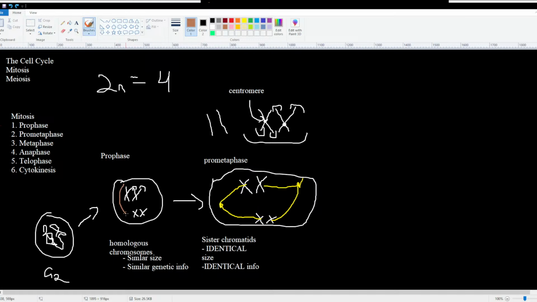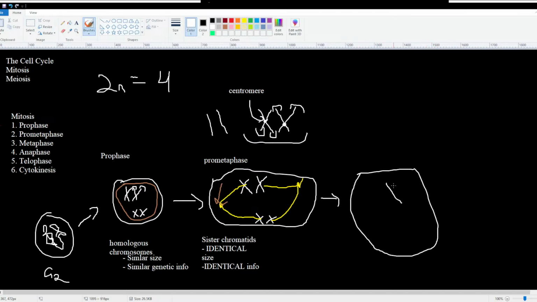So let's actually just draw it in. The nuclear envelope has dissolved, and now the centrosomes have attached at the centromere, and this is prometaphase, because it's like a transitional period between prophase and metaphase. So now we're going to go into metaphase. Everyone forgets about prometaphase, by the way. I do too from time to time.